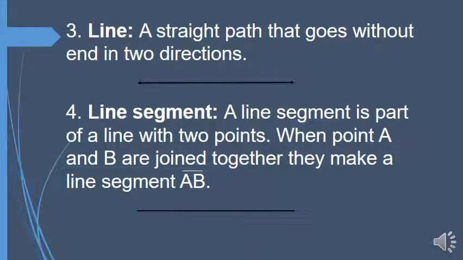Number three is line: a straight path that goes without end in two directions. As you can see over here in the picture as well, two arrows are going in two directions. They're not stopping. So that's what a straight line is. A straight line just goes without any limit. They are just expanding towards the opposite sides of each other.